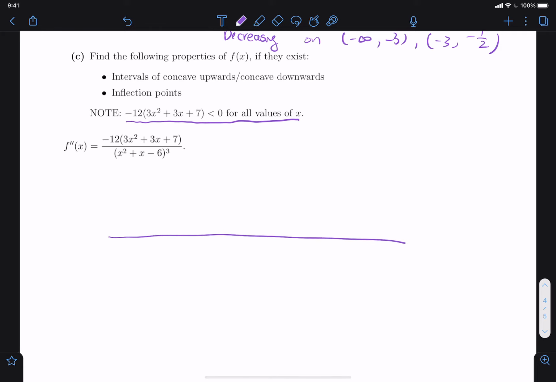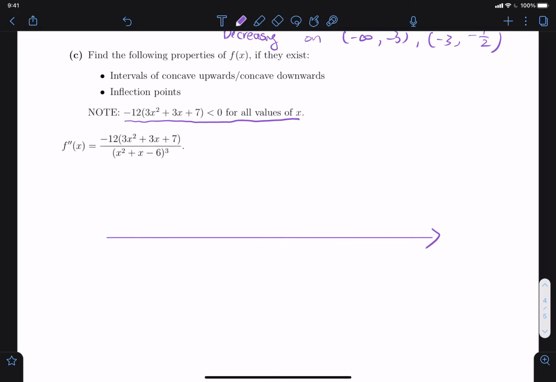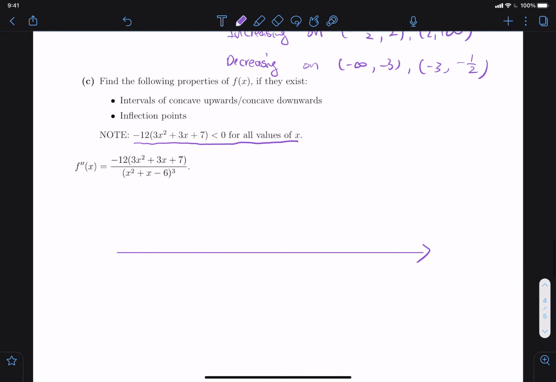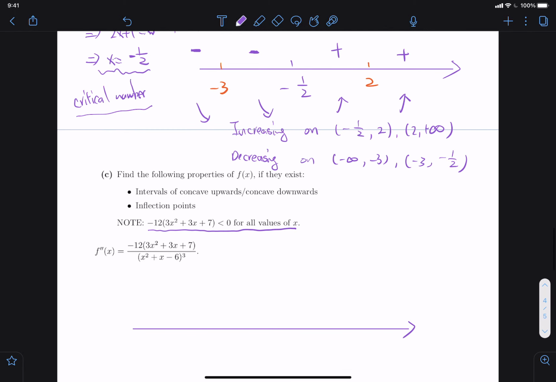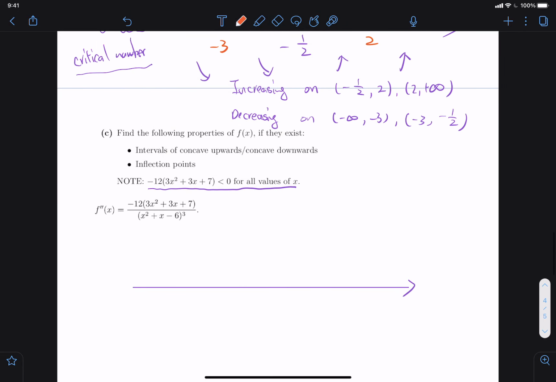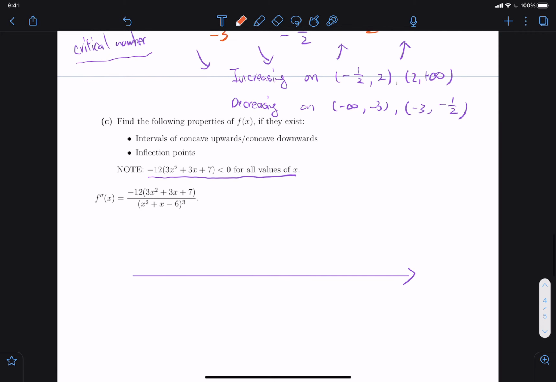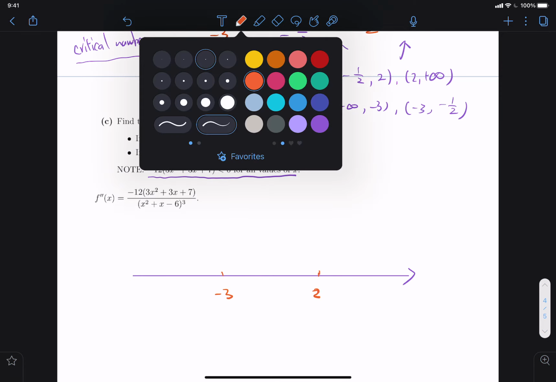So just draw the number line directly. And there's no point such that the second derivative is equal to 0, but we are allowed to place the negative 3 and 2, which are not in our domain, these 2 points on the number line, right? And we're gonna test the sign of the second derivative.